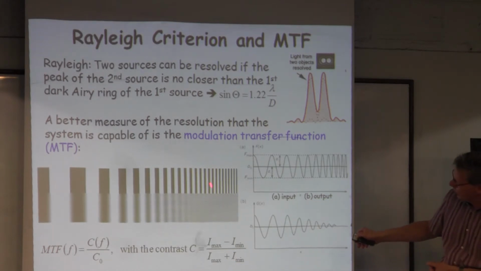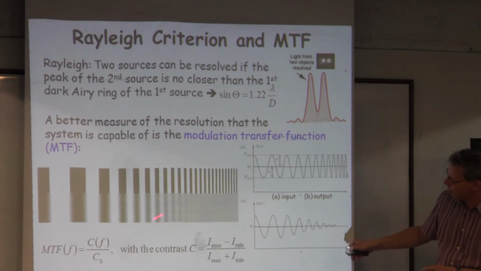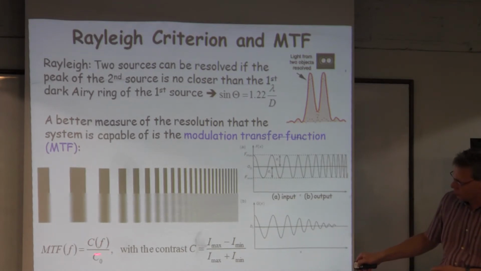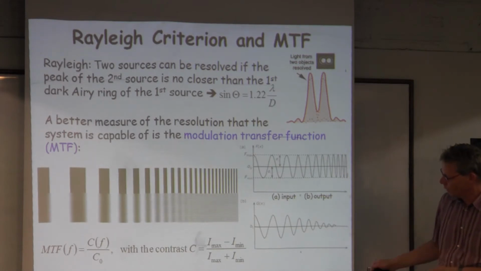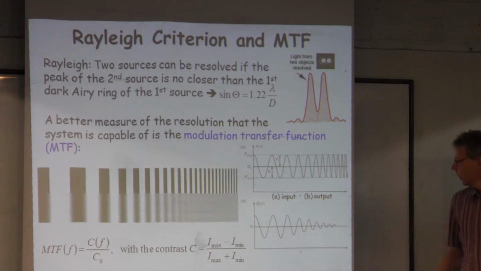Here the density of the bars is very high, so you have a high spatial frequency, F. Here you have a low spatial frequency. This contrast will go down with higher frequencies, whereas here you still have good contrast. Contrast, as we've heard before, is defined as the difference between maximum and minimum divided by the sum of the two. So the contrast goes down with higher frequencies.